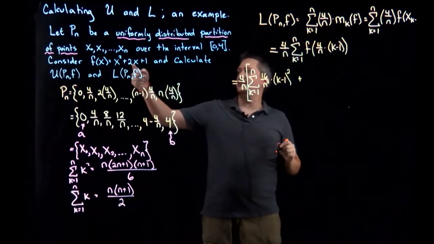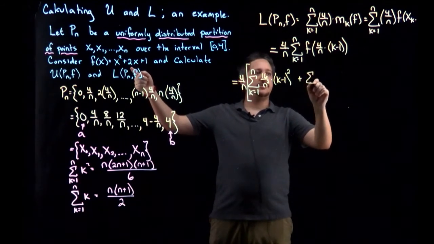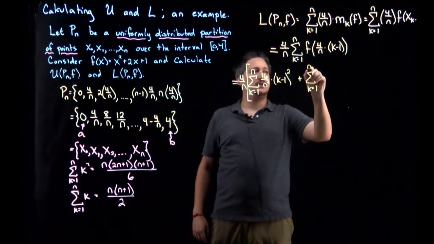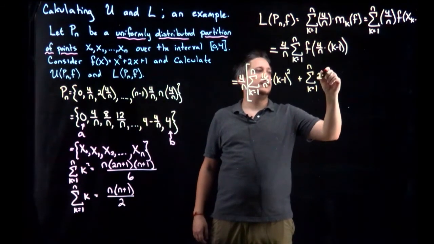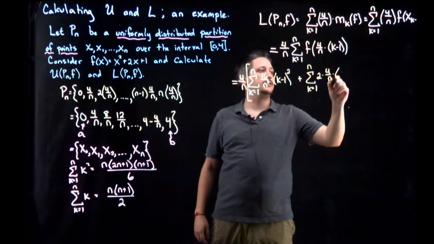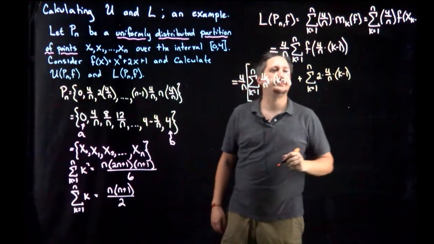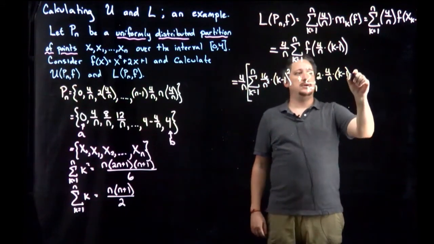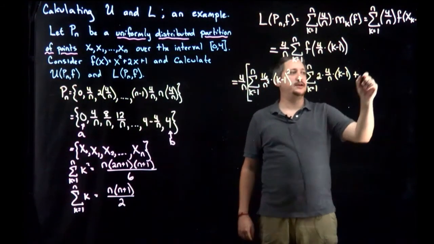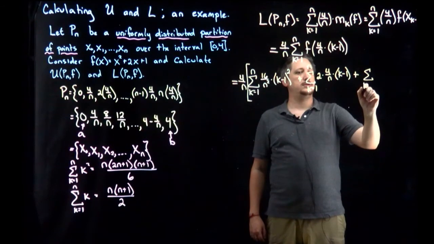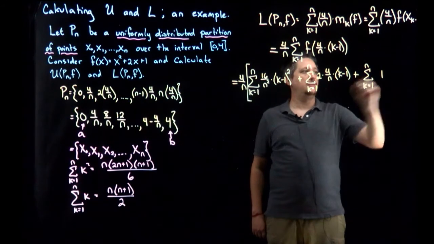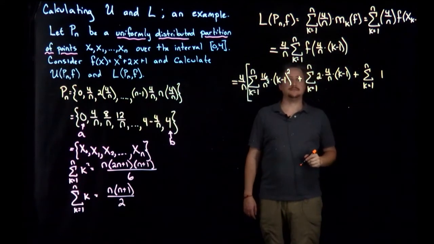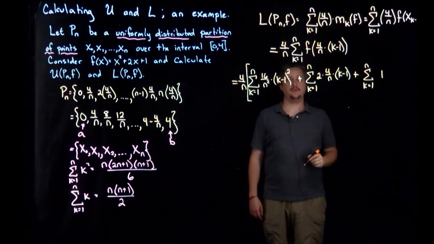Now, I'm going to have plus another sum here, k equals 1 to n, of 2 times the x term. So 2 times 4 over n times k minus 1. And then last but not least, I'm going to have the sum k equals 1 to n of just 1.